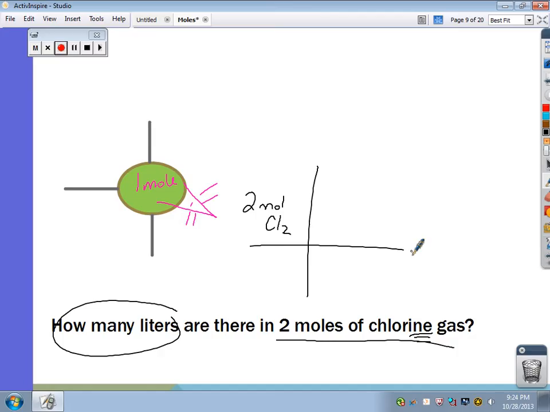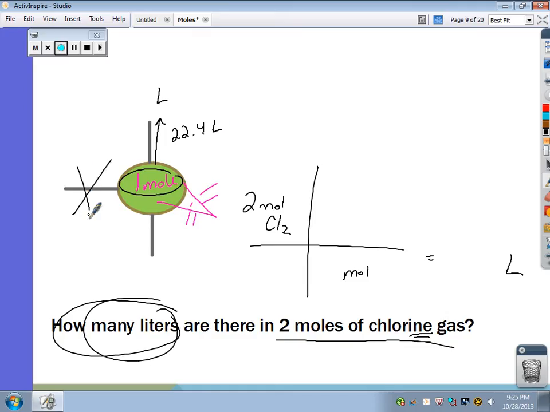So I don't want moles, so I'm going to put the word moles down here. I want liters, so I'm going to put liters over here. I'm going to say, where am I? Looky here, I'm on moles. And I'm going up to liters. What do I pass by? 22.4 liters, not periodic table, not 6.02.